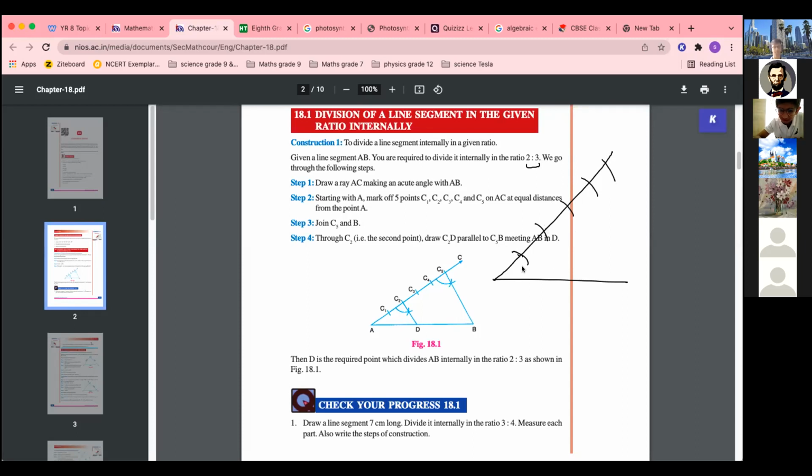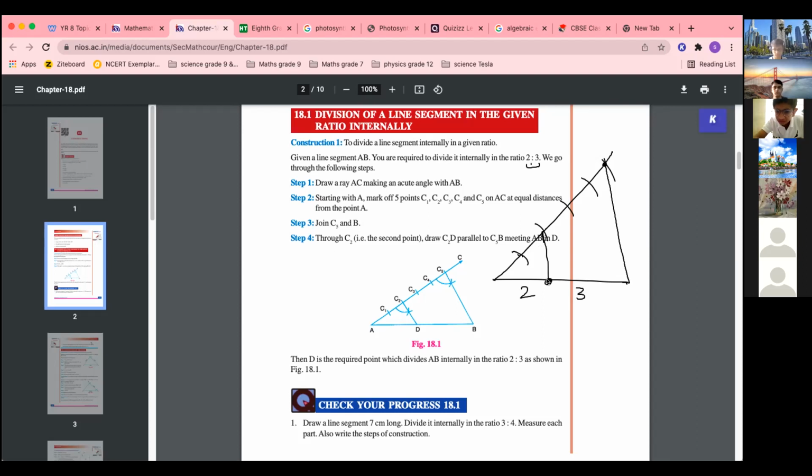Then join the last cut on the acute line to the end point of the line segment. From here, put a scale over here, pull it backward to point 2. The first section is 2. So here you draw a parallel line. This line should be parallel to this. So this point is 2:3. So this point is required on the line. All this we did to find out this point.